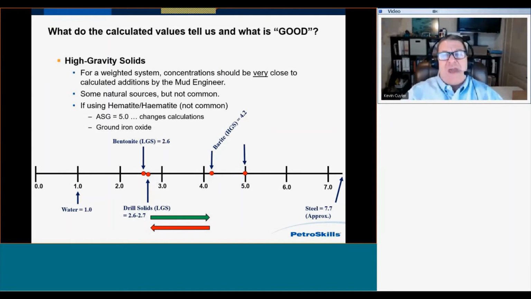Do a quick check. It should be pretty close. Maybe not exact, but it should be within a pound per barrel or two, depending upon the mud system that we're running. So those are some high-level thoughts on solids.